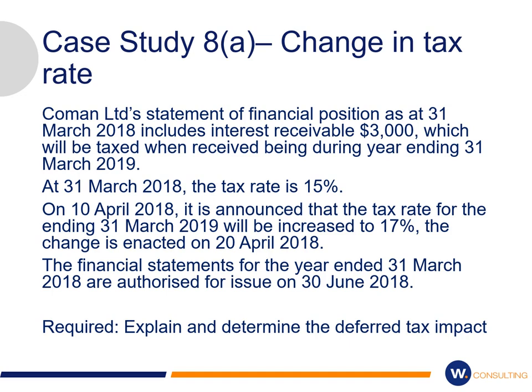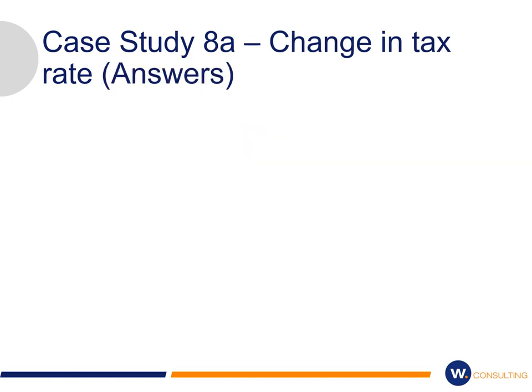Now, the crux of this question is asking ourselves what rate is applicable. As at year end, our tax rate is 15%. On 10th April, that's 10 days later, it is announced that the tax rate will be increased to 17%. The change is enacted on 20 April 2018, and our financial statements for the year end 31 March 2018 were only authorized on 30 June 2018. So the question is, what rate should we apply? Should we apply the rate that was applicable at year end of 15%, or the one that was enacted thereafter?